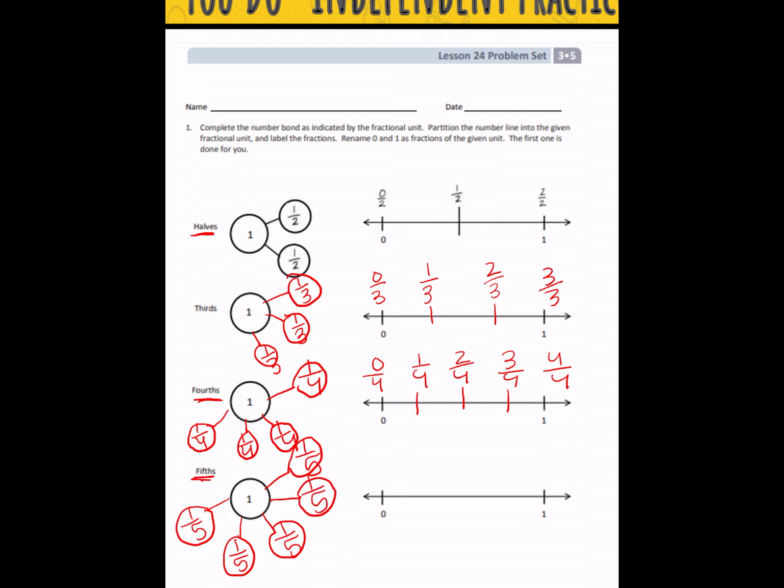All right, let's break our number line into 5 pieces. Let's see. 1, 2, 3, 4, 5. 5 pieces. We've got 0/5, 1/5, 2/5, 3/5, 4/5, and finally 5/5.